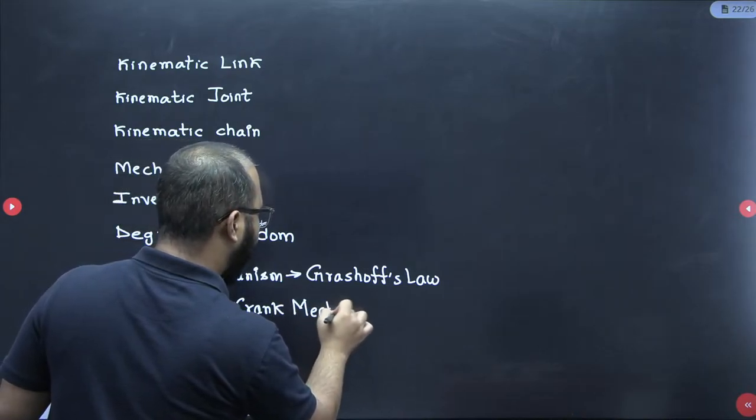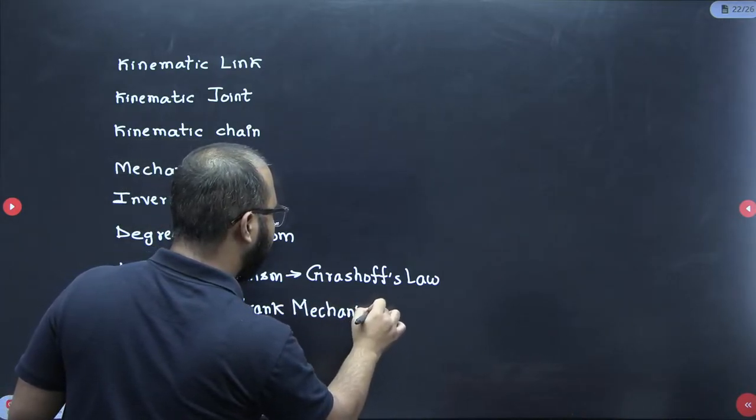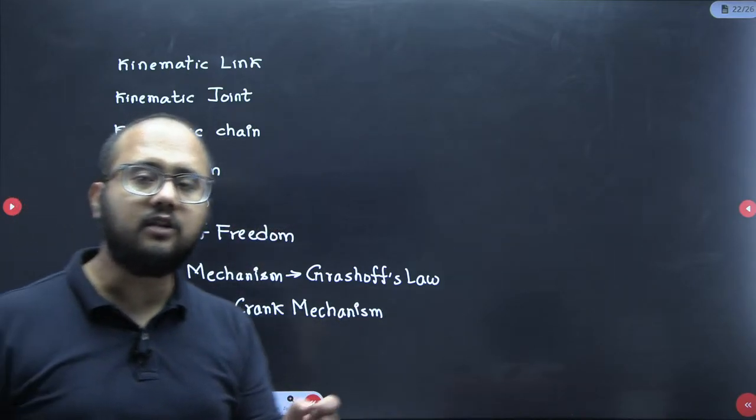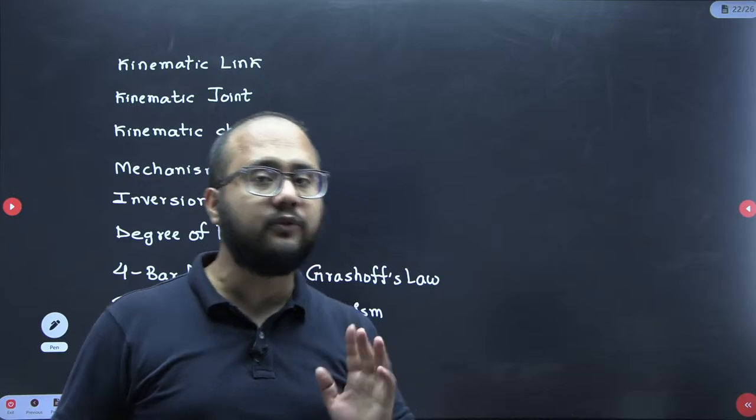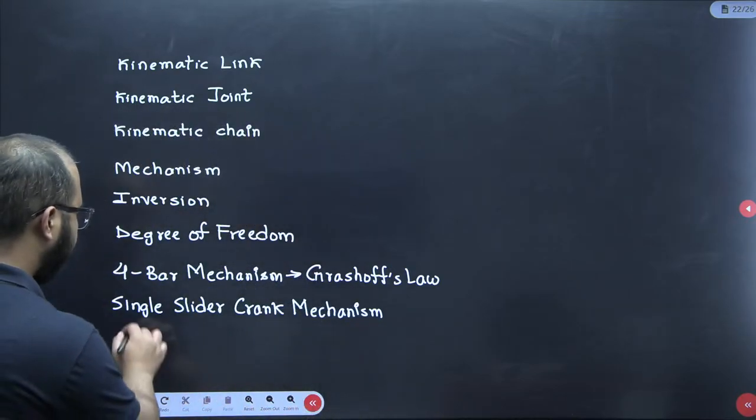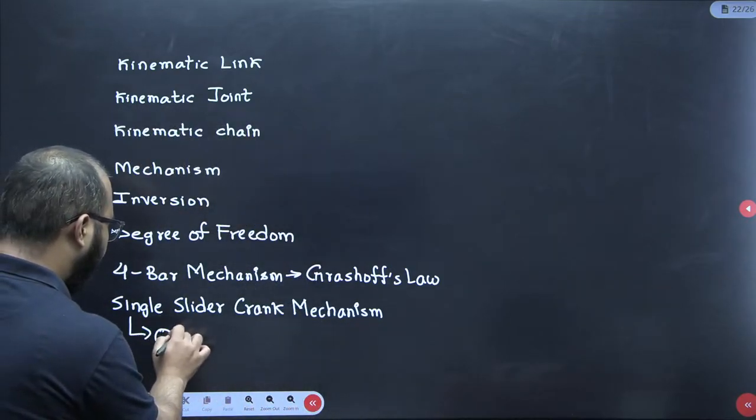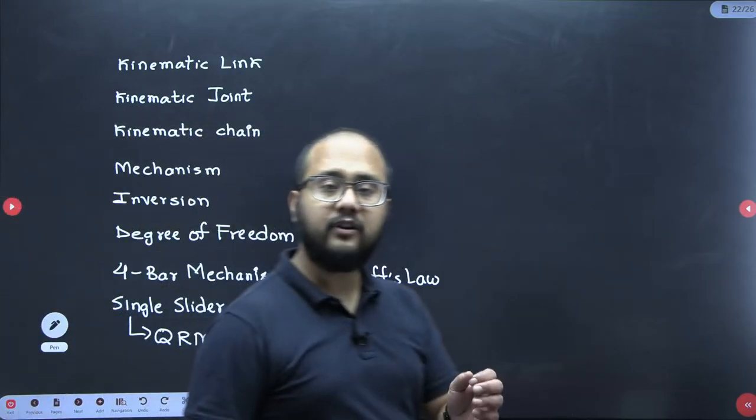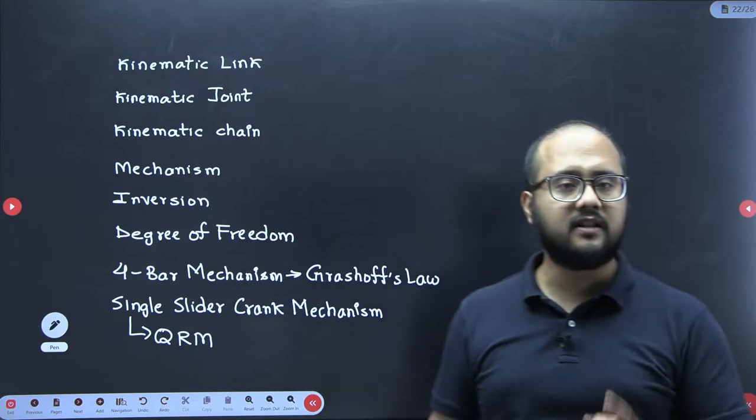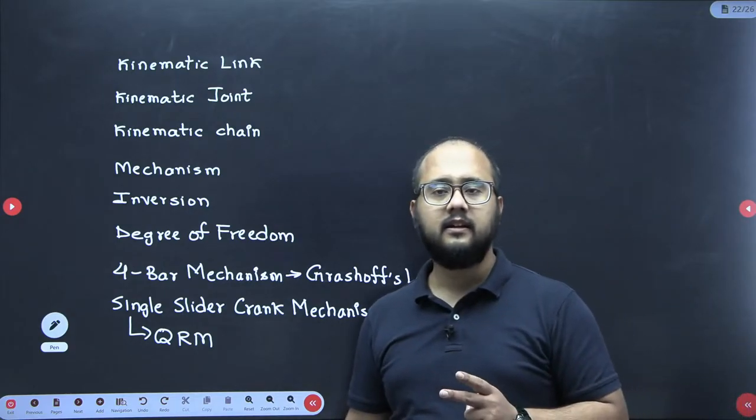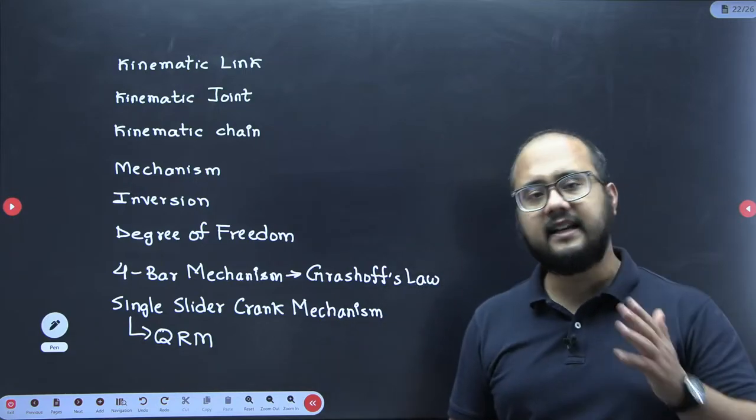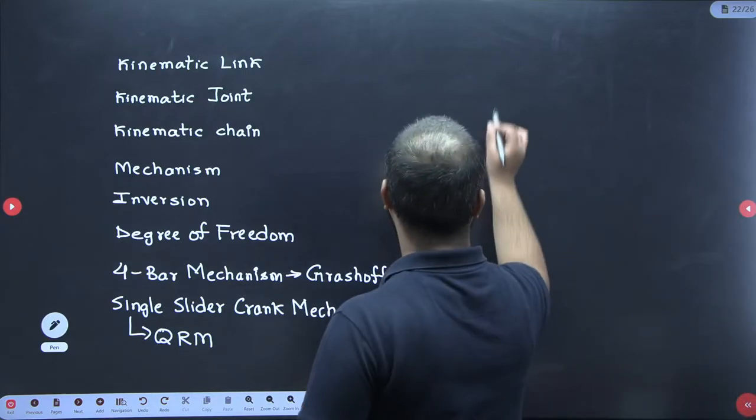Okay, and two important mechanisms that we have discussed, which are very important with respect to GATE examination: crank slotted quick return motion mechanism and Whitworth quick return motion mechanism. So two different quick return motion mechanisms we have discussed. After that, velocity analysis we have discussed, where there are two different approaches: relative velocity concept and I-center concept. Then acceleration analysis, right?